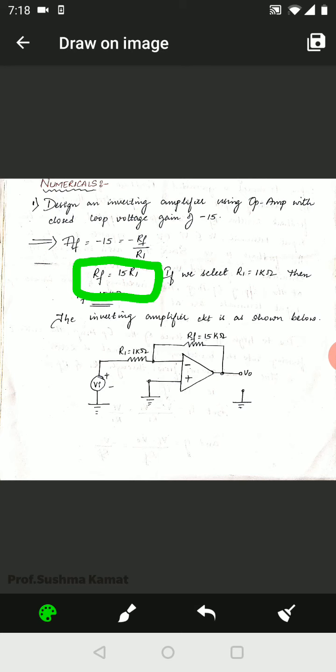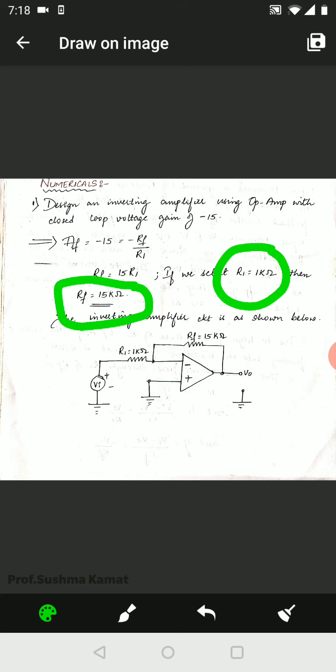So if RF is equal to 15 times R1, RF value and R1 value both are not being given in the numerical. That is why the input resistance can be assumed as 1 kilo ohm. You can assume some value, you can even assume 10 kilo ohms also. But then for the unity sake or for simplification sake, we can consider R1 is equal to 1 kilo ohm. That is why RF becomes equal to 15 kilo ohm. So now that we have solved, we know the value for R1, we know the value for RF.